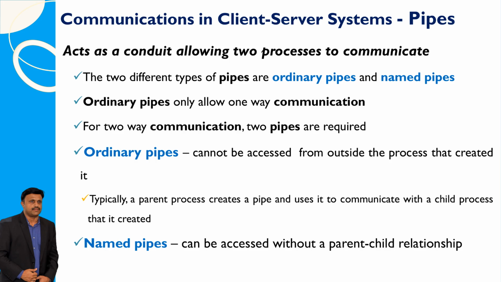In client-server systems, communication between processes is facilitated by pipes, which serve as conduits for data exchange. There are two main types: ordinary pipes and named pipes. Ordinary pipes enable one-way communication, requiring the use of two pipes for bidirectional communication. They are limited to communication within the process that created them, often utilized between a parent process and its child. Named pipes, on the other hand, allow access without a strict parent-child relationship, offering more flexibility in communication within the system.